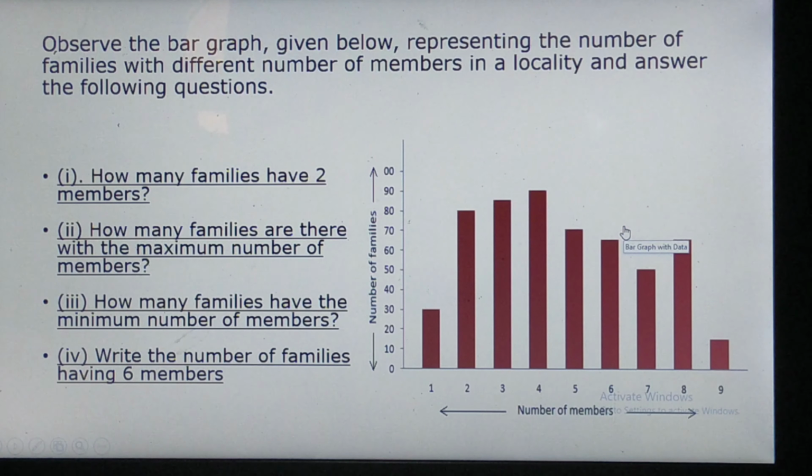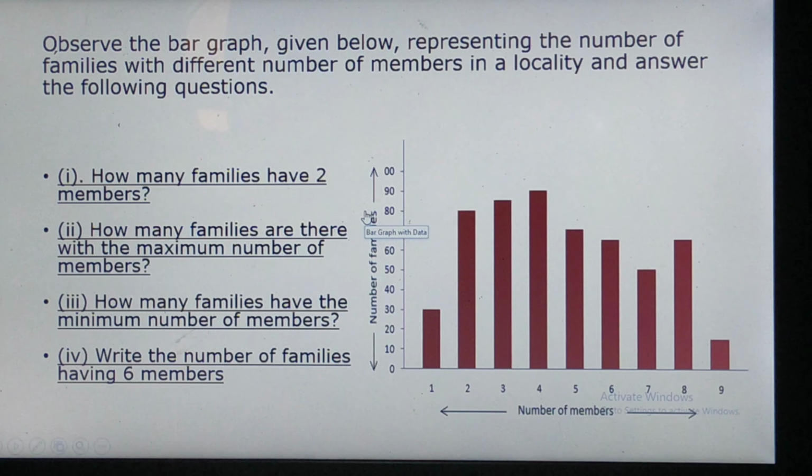Next, here I have a question and there is a bar graph given, and I want to answer the following questions. Observe the bar graph given below representing the number of families with different number of members in a locality and answer the following questions. So I have a bar graph here, and I want to analyze this graph and find the answers for the following questions. What is given in this graph? The number of members and the number of families. Okay, different numbers of members in a locality are given here.